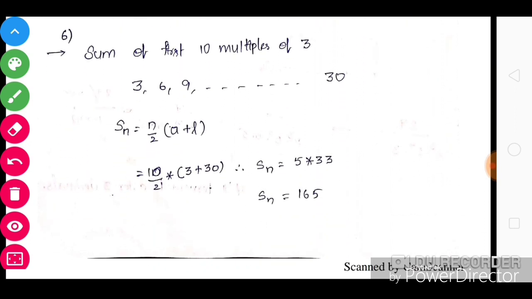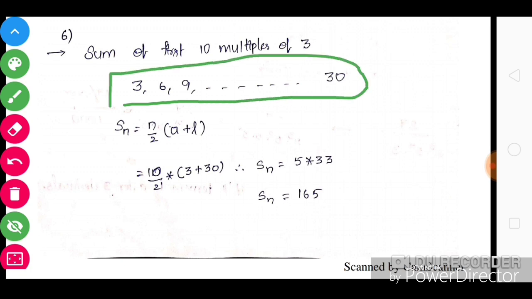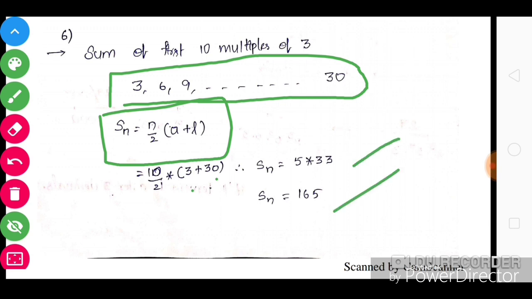And next question is asking to find sum of first 10 multiples of 3. So the 10 multiples of 3 will be 3, 6, 9 and so on to 30. So sum we have to do. Since they are in an arithmetic progression with a common difference of 3, we can use sum to n terms formula. We have two formulas. One is n by 2 into 2a plus n minus 1 into d. If we know the last term, we can use Sn is equal to n by 2 into a plus l, where n is here 10 terms, so 10 by 2 into a is first term and l is last term. So we will get 10 by 2 into 3 plus 30, so we will get 165.